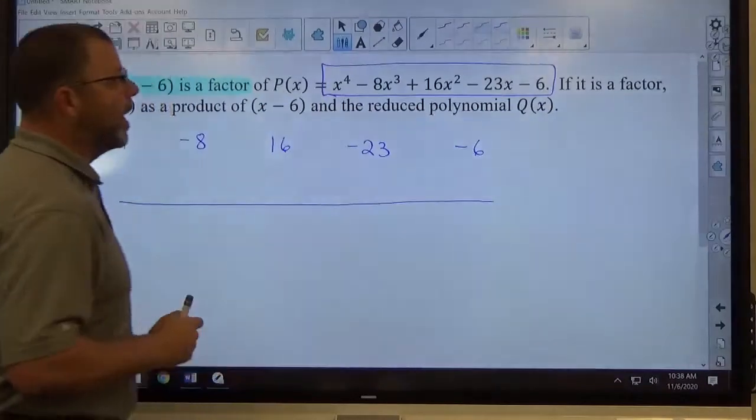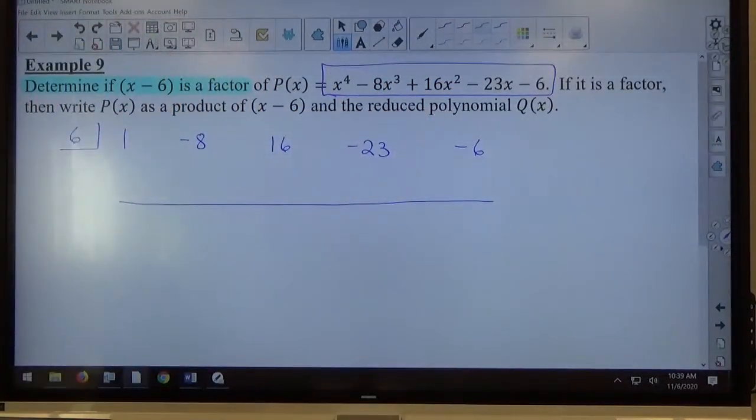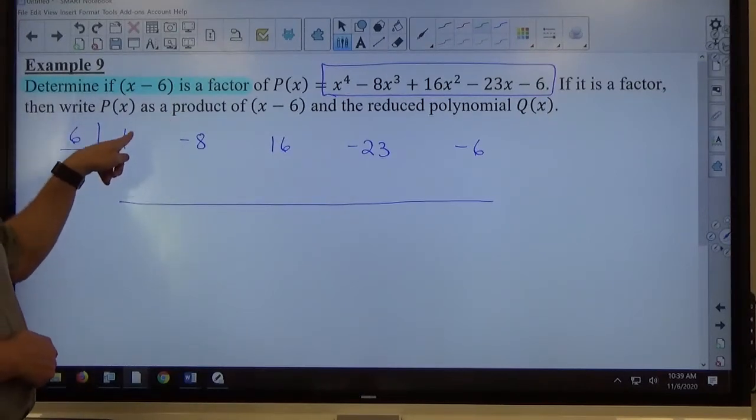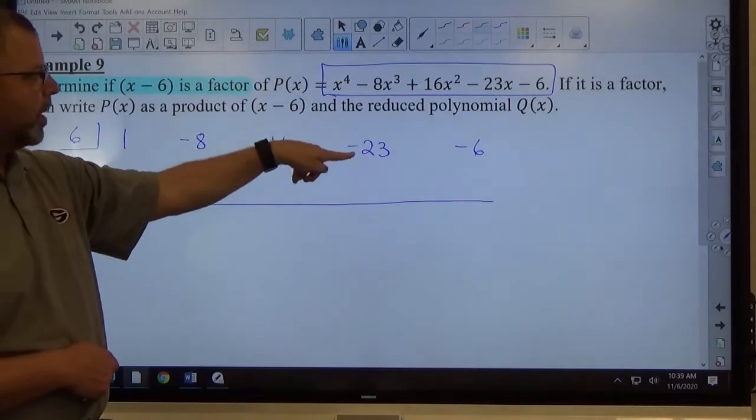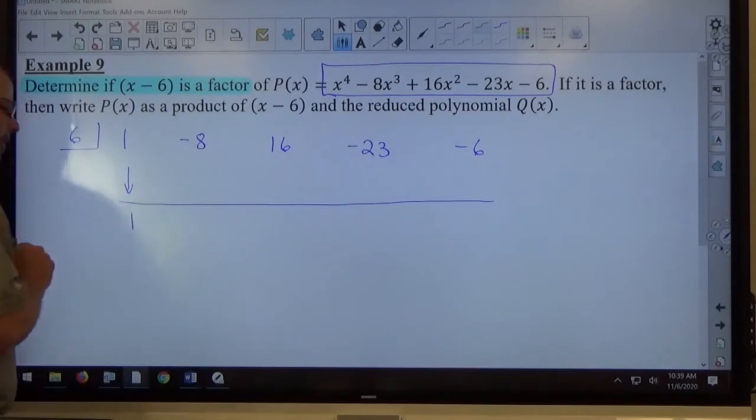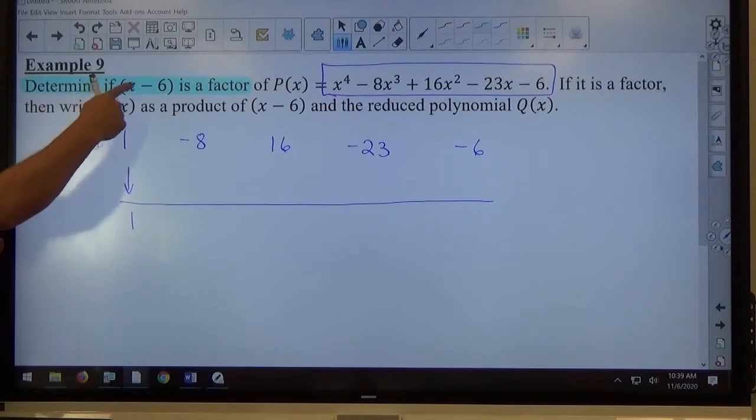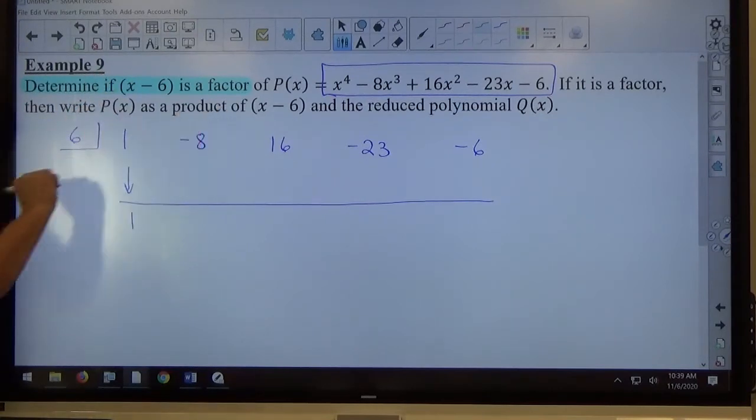Every power of x has been accounted for, 4, 3, 2, 1, constant. So no zeros are showing up in my synthetic division setup. Every sign is what it is in the problem. This is positive 1, that's negative 8, that's positive 16, negative 23, negative 6. And I bring my number straight down like so. So I get my setup proper. If I don't set it up properly, I can't get the right answer. So again, take your time on that step. Make sure everything gets set up exactly like it should be. This should be the opposite sign. Those should be exactly what the signs are.